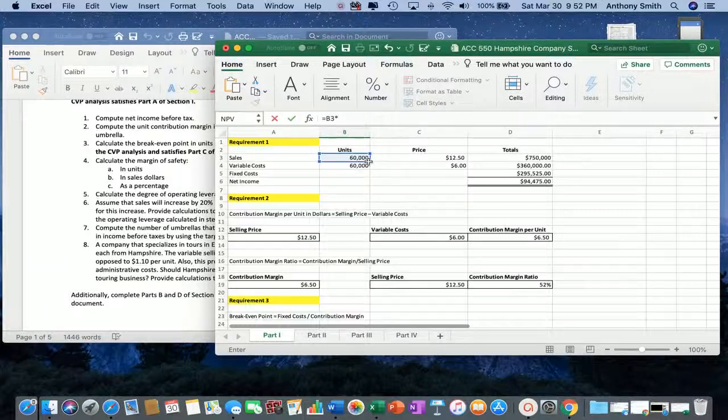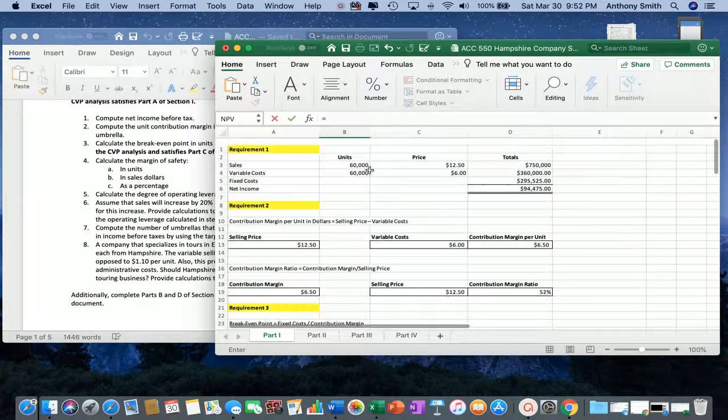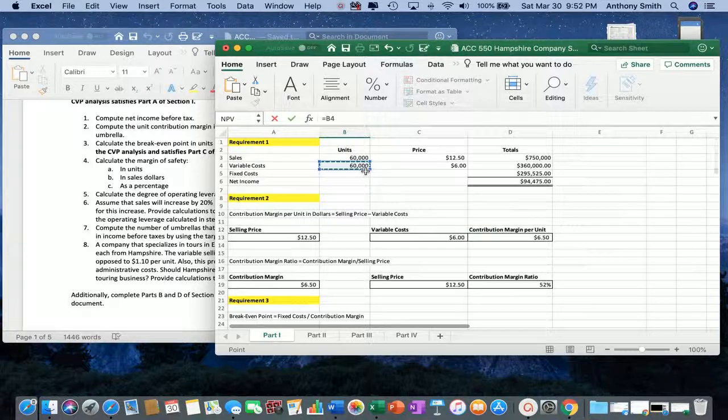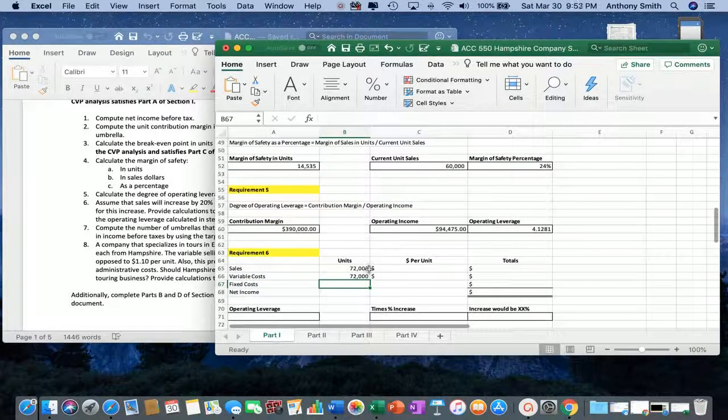So we're going to take 60,000 units times 1.20, and we're going to do the same thing for the made units times 1.20. So that means that we have a 20% increase, which would be 72,000 pieces.